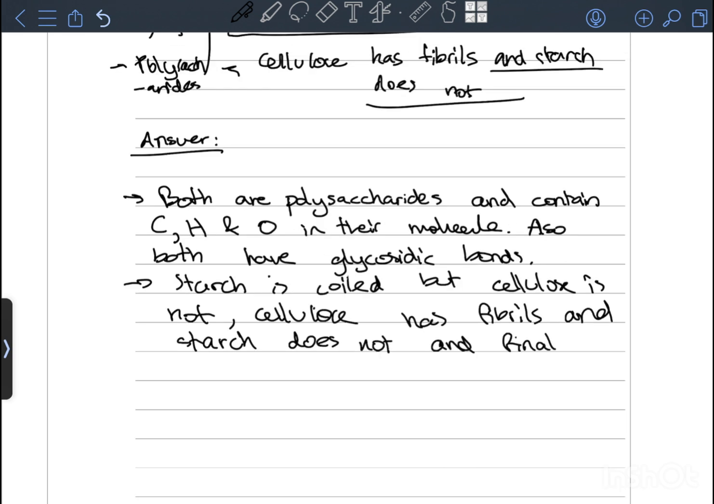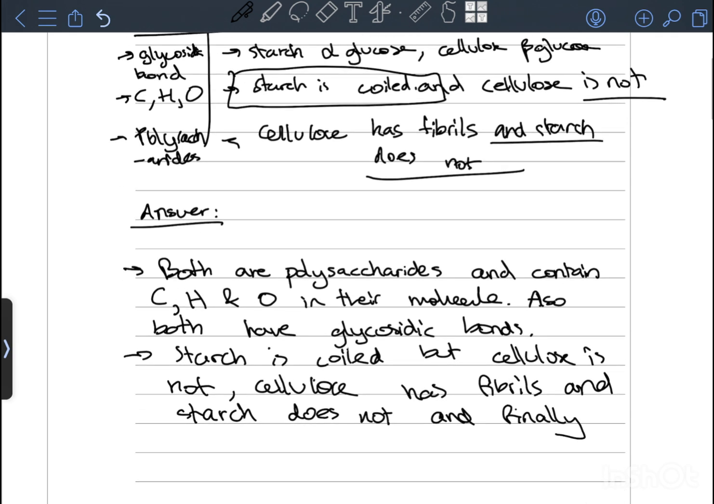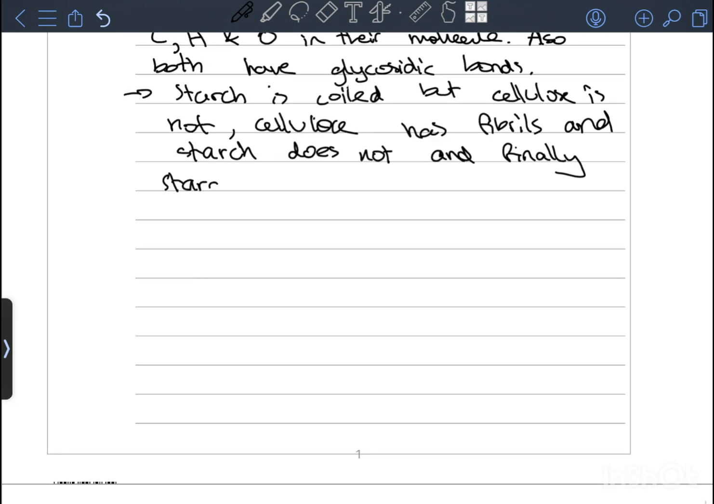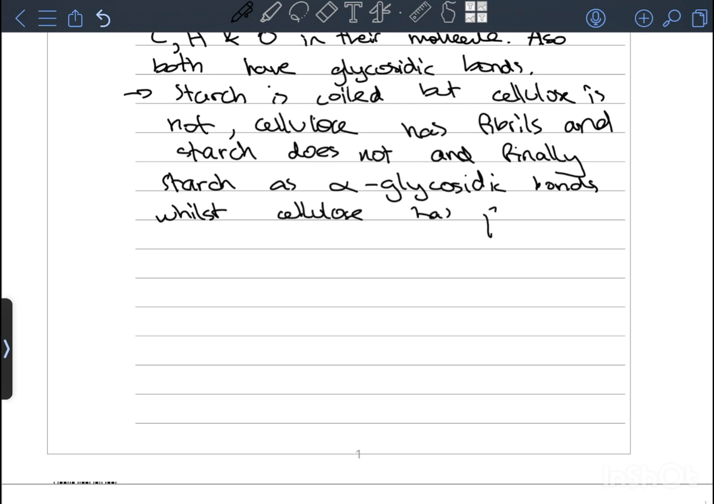Finally, go back to our plan, and we just want to say starch has alpha glycosidic bonds, whilst cellulose has beta glycosidic bonds.